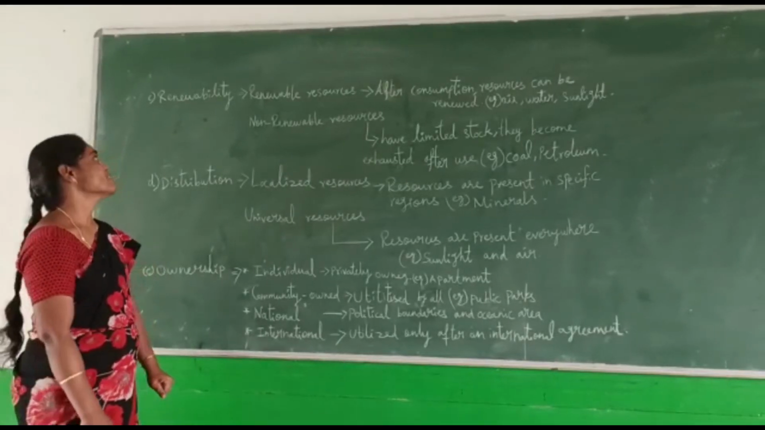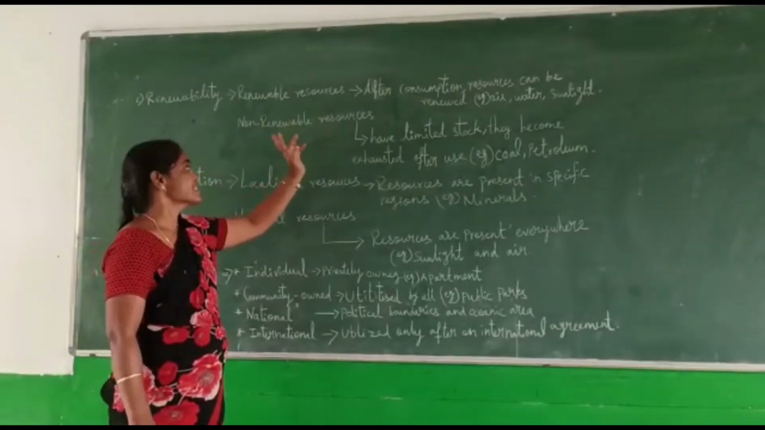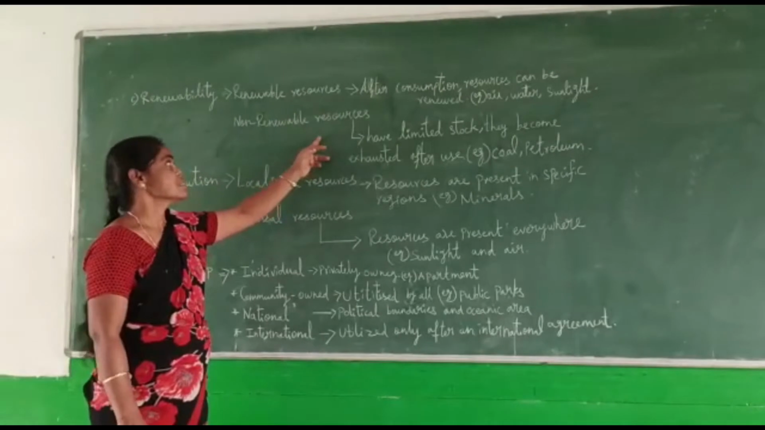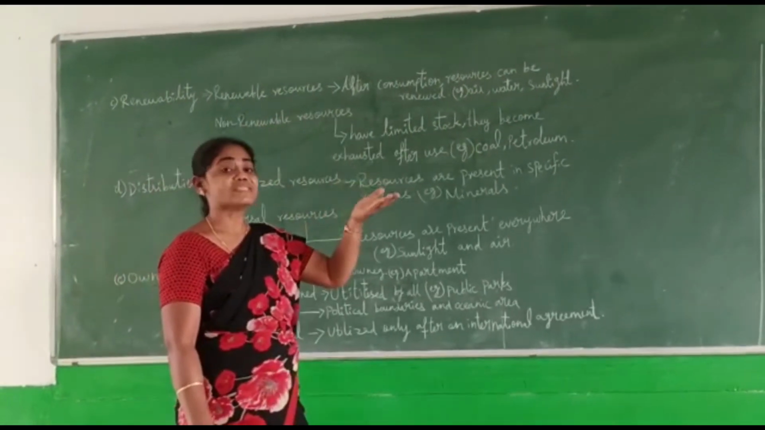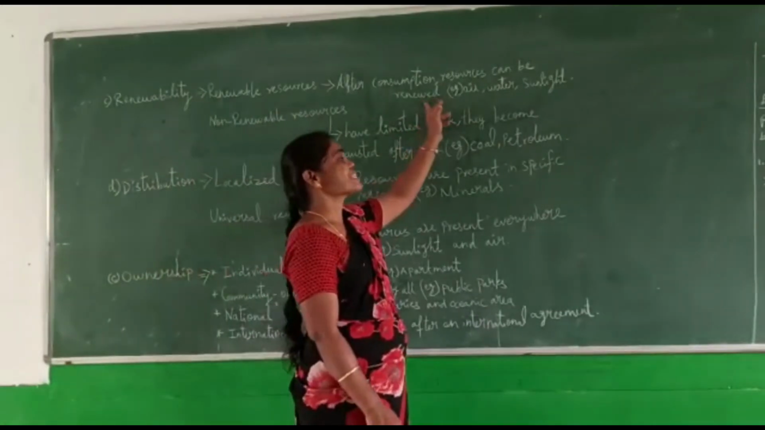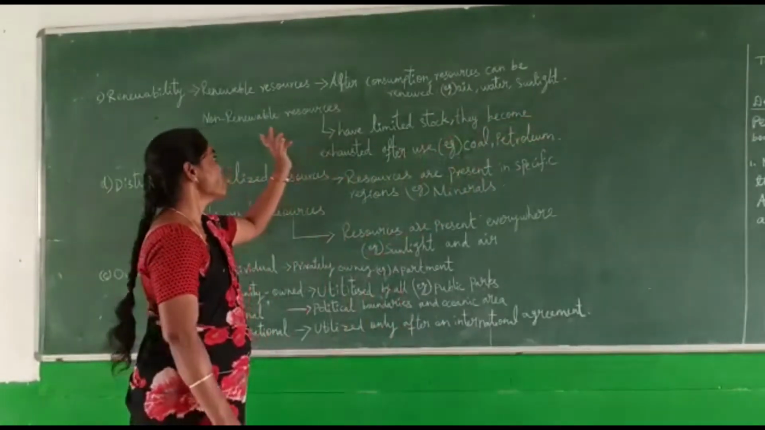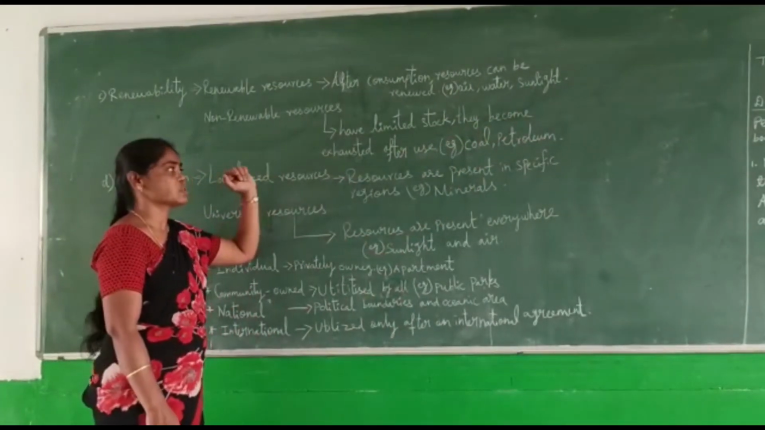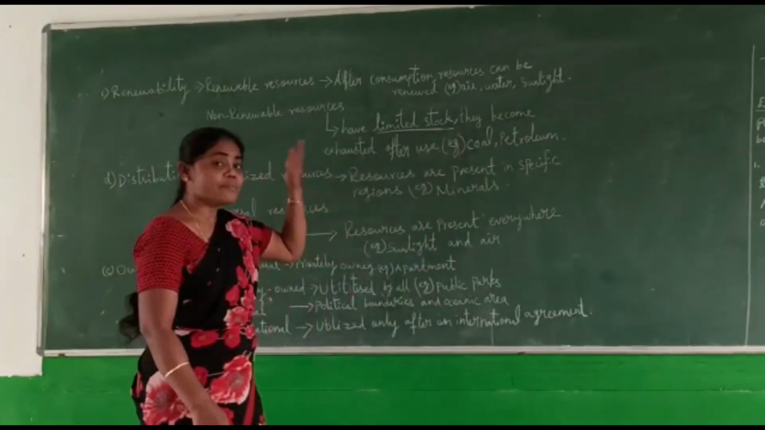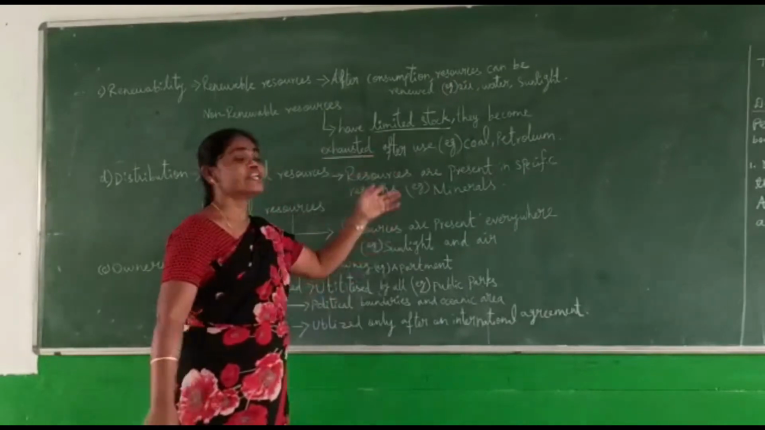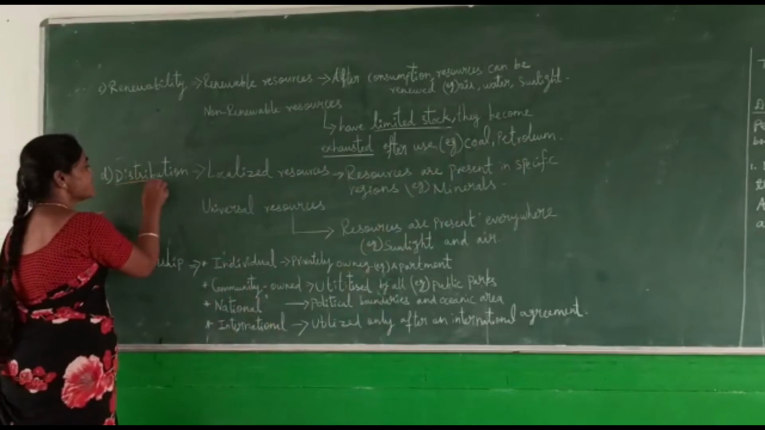Children, on the basis of renewability, it is classified into renewable resources and non-renewable resources. Now we will see renewable resources. After consumption, that is, after being taken, resources can be renewed. Example air, water, sunlight. Now we will come to non-renewable resources. It has only limited stock. They become exhausted, empty after use. Example coal, petroleum.